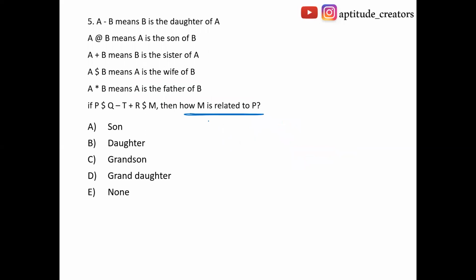How M is related to P? Yes, M is related to P. Now here, what is R dollar M? R is the wife of M. Correct. R is the wife of M. Now, how M is related to P? Okay, M must be the male person. Correct. I can eliminate daughter. I can eliminate granddaughter. I can see option C, D, and E.